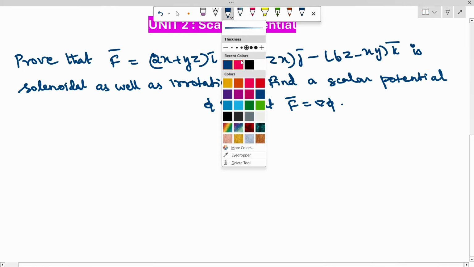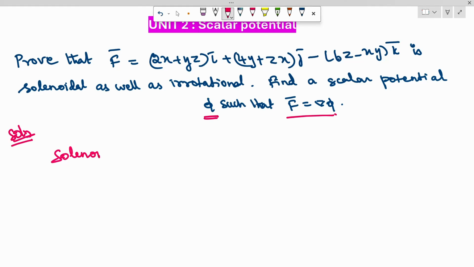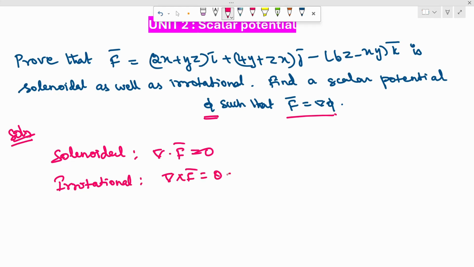In this problem, first we are going to prove the given F vector is an irrotational vector and also a solenoidal vector, and then we can calculate the scalar potential phi from F vector equals del phi. We know the condition for solenoidal is del dot F vector equal to 0, and the irrotational condition is del cross F vector equal to 0. First we are going to prove del dot F vector equal to 0 and del cross F vector equal to 0.